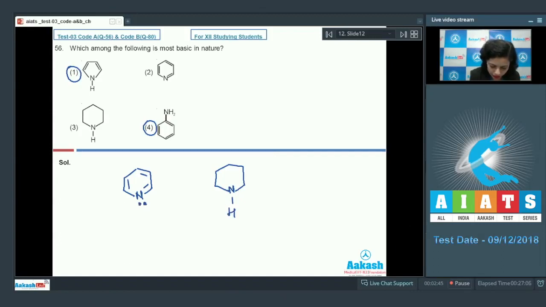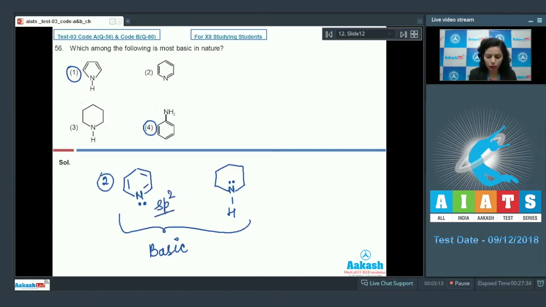In both of these cases, the nitrogen atom has a lone pair and that is not participating in resonance. It means both of these will show the basic nature. It means they can lose their lone pair. But the question is which of them is most basic? So we have to check. If you look at option 2, in option 2, this lone pair is present in an sp2 hybridized orbital, while in case of option 3, this lone pair is present in an sp3 hybridized orbital.